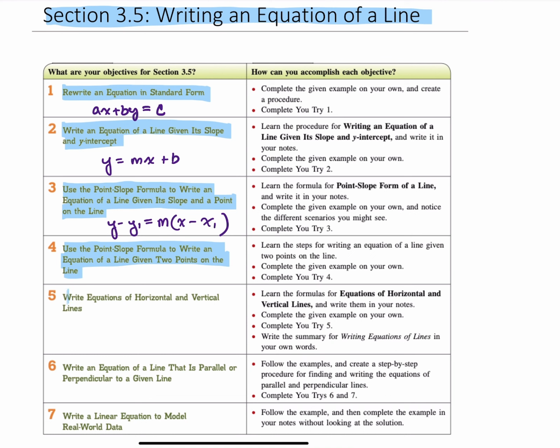We saw the equation of horizontal and vertical lines, and how to write an equation for a line that's parallel or perpendicular to another line, and we just finished off using some real-world data to write a linear equation.